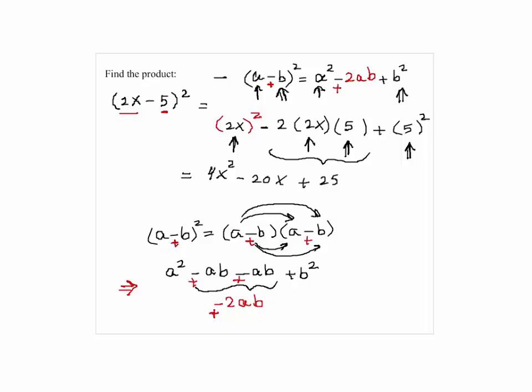You have to remember this formula. If you forget the formula, you can quickly write this to remind yourself. That would be a squared minus 2ab plus b squared. Do you follow that?